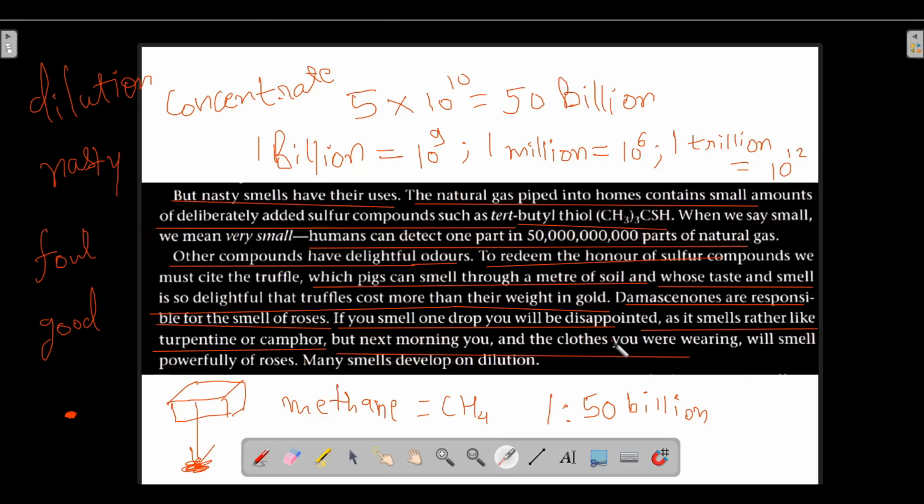So the next morning, you and your clothes will smell powerfully like roses if one day before you have worked with Damascenone and you have slept throughout the night without changing the clothes. So it means that many smells develop on dilution.